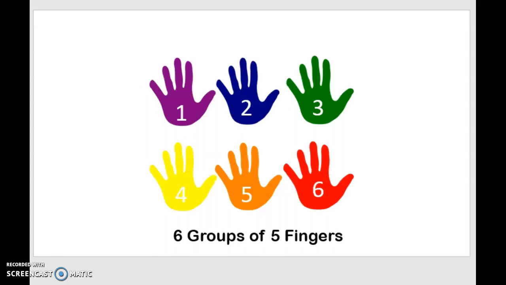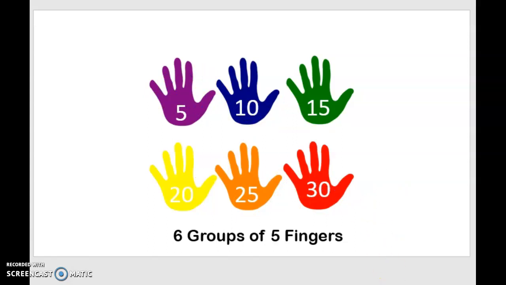Great. Did you see them? There is 1, 2, 3, 4, 5, 6 groups, and there are 5 fingers in each group. Maybe you counted them all by ones. Maybe you did something like this, where you skip counted to figure out how many fingers were in each group.